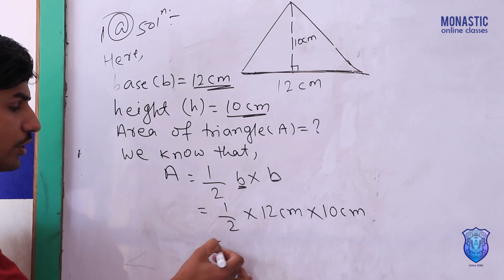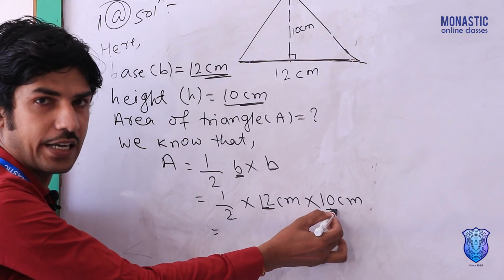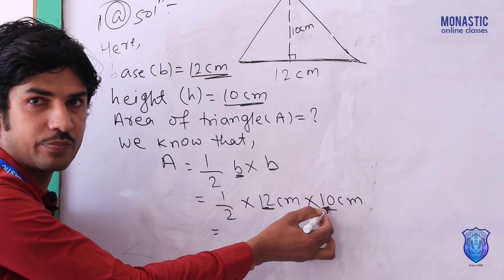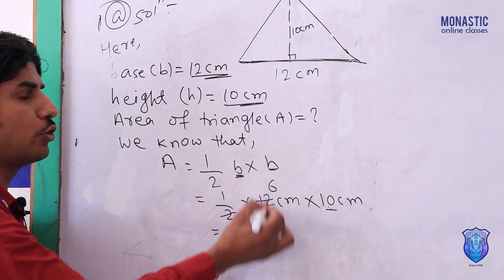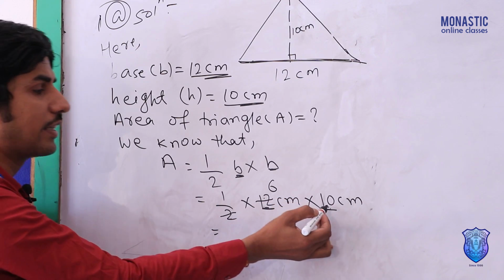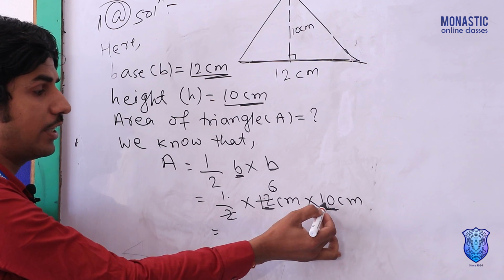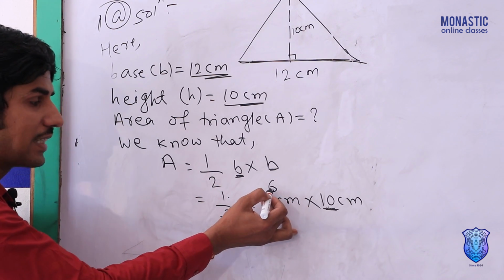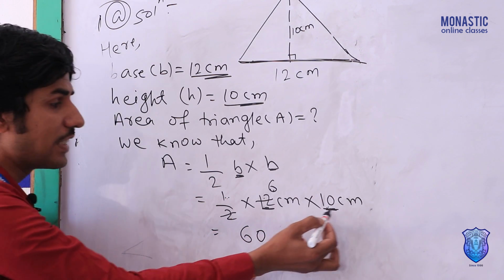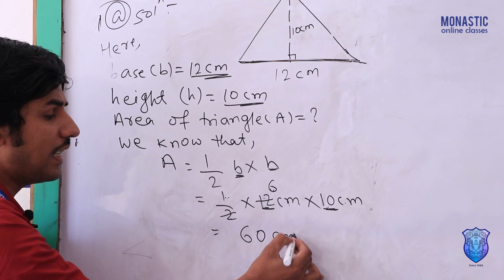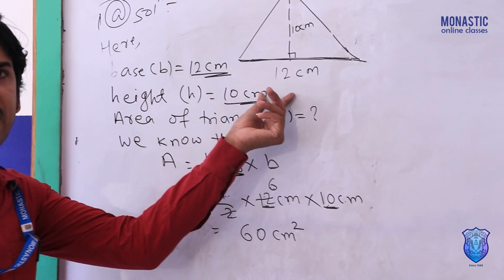Now you have to see, between these two, either 12 or 10, any one we can cut, whichever we feel is simple. Like 2 6s are 12. After this, multiply 10 and 6 and 1. 10 times 6 is 60, and 60 into 1 is 60. And cm into cm is square cm. So like this, we can find the area of triangles.